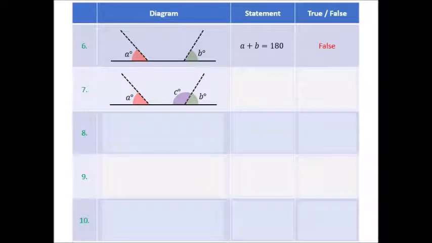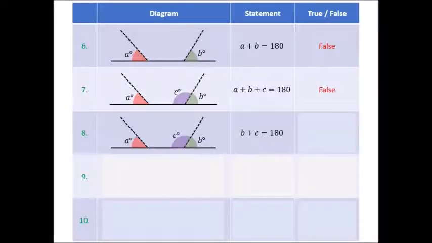Question 7. So here you can see that while these make a straight line, if you add this to the mix as well, it's too far, therefore it is false. Question 8. With question 8, you can see that we're just looking at B and C. B and C, when you put the angles together, make that semicircle. Therefore, they do make a straight line. So this is therefore true.